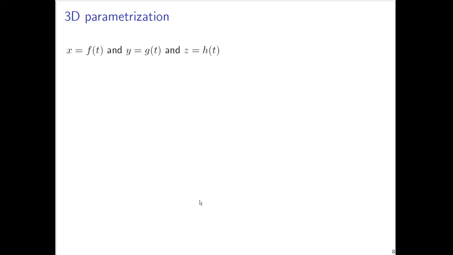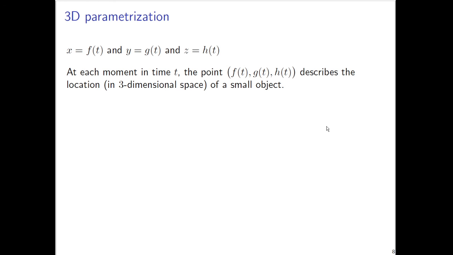There's also 3D parameterization. So same general idea, where 2D parameterization is when you give a value of t, there are 2 separate formulas, one called f, one called g, that give the x-coordinate and the y-coordinate. Now that there's a third coordinate in the third dimension, we need a third formula that we've called h of t here. So at each moment in time t, the point f of t, comma, g of t, comma, h of t describes the location in 3-dimensional space of a very small object.